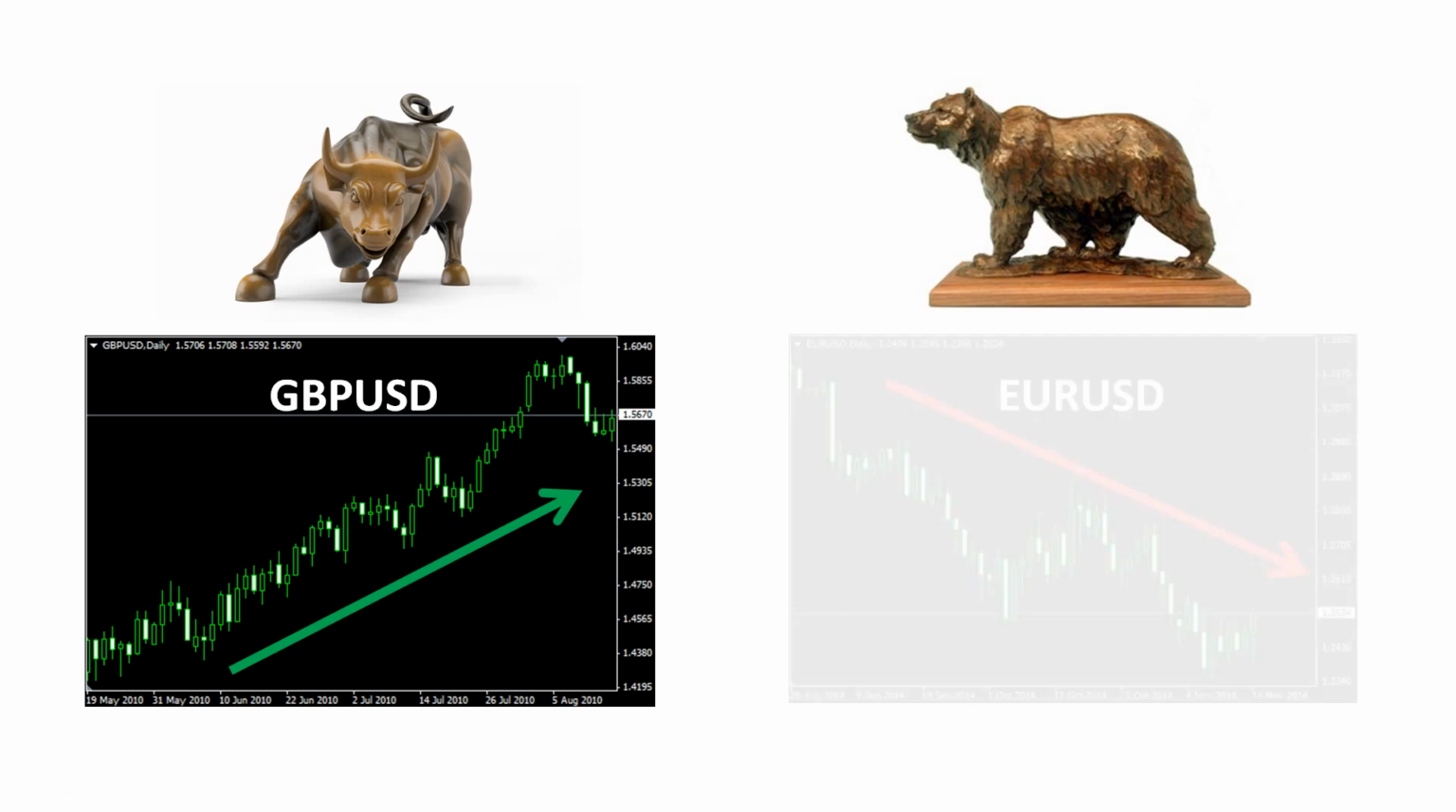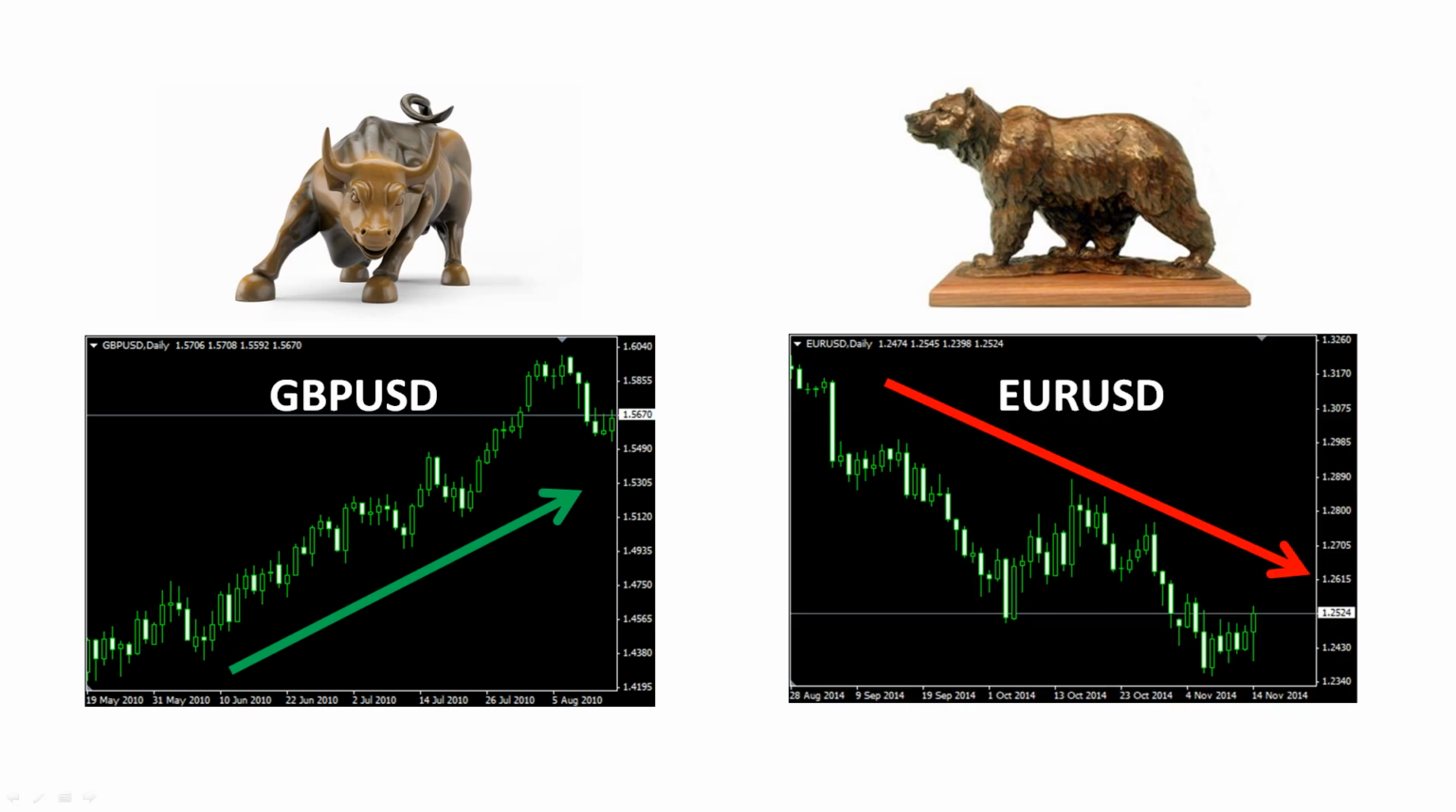Bears are people who invest in the decline of a currency pair, and this is an example of the euro US dollar in a downward trend. Here the bears would profit from selling this currency pair.